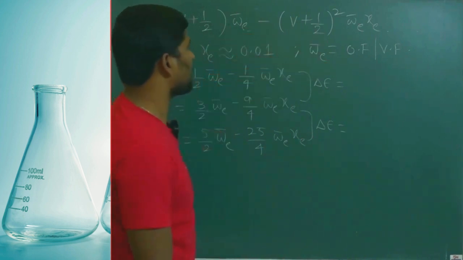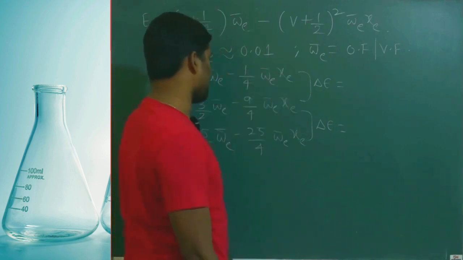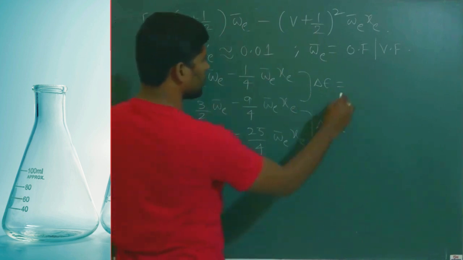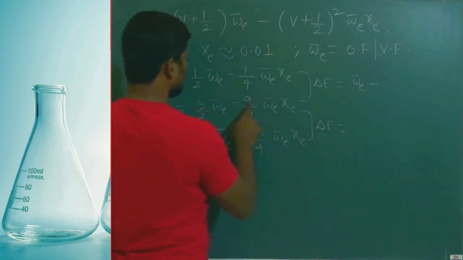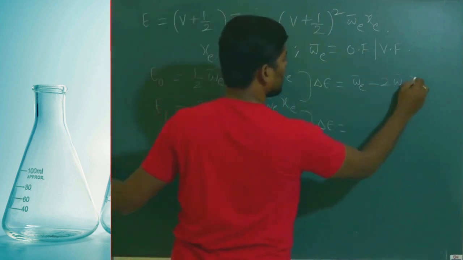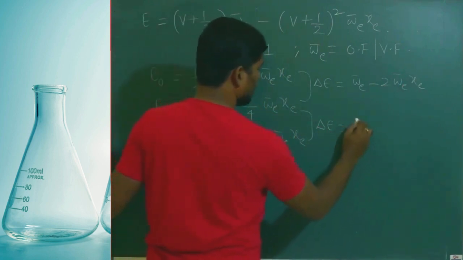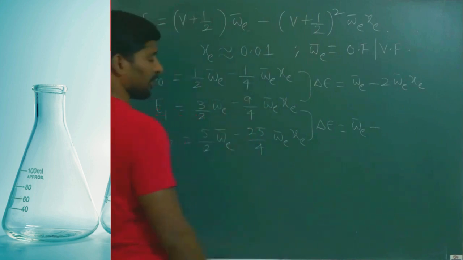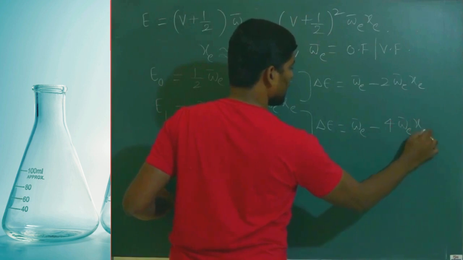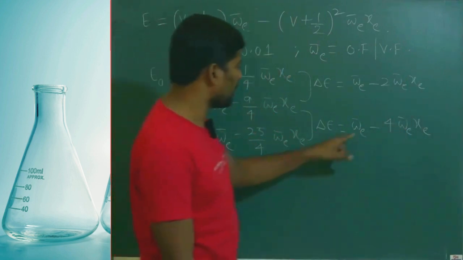Here we are getting one extra term, (V plus 1/2) whole square omega bar E Xe, by taking anharmonic nature. Okay, gap, if you see, 3 minus 1 is 2, by 2 gets cancelled, omega bar E, minus (9 minus 1) 8 by 4, 2 omega bar E Xe. Here, 5 minus 3 is 2, by 2, that is 1 omega bar E, minus (25 minus 9) 16 by 4, that is 4 omega bar E Xe. Like this we are getting the gap between successive energy levels.